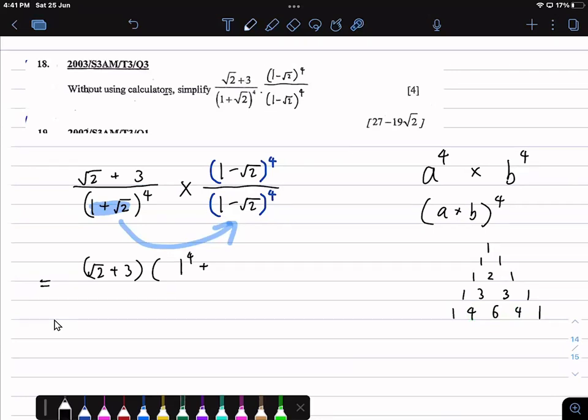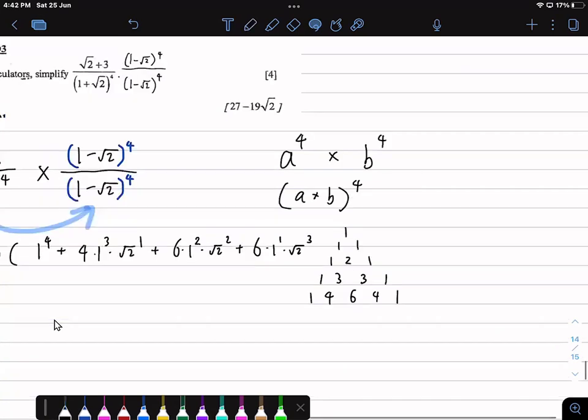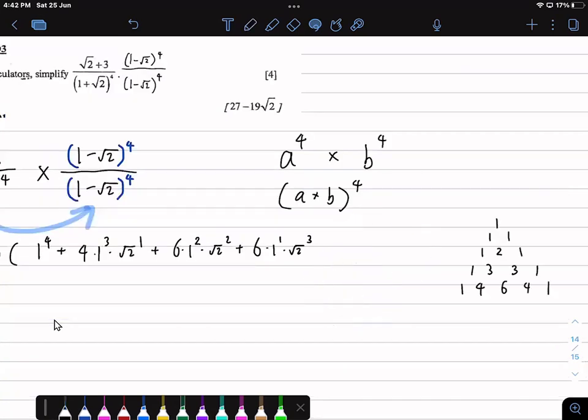So 1 to the power 4, plus 4 times 1 to the power 3 times root 2 to the power 1, plus 6 times 1 to the power 2 times root 2 to the power 2, plus, I'm running out of space, 6 times 1 to the power 1 times root 2 to the power 3, and I really ran out of space. Plus the last one is 1, 4, 6. Oh, second last one, 4 times. Did I miscount?